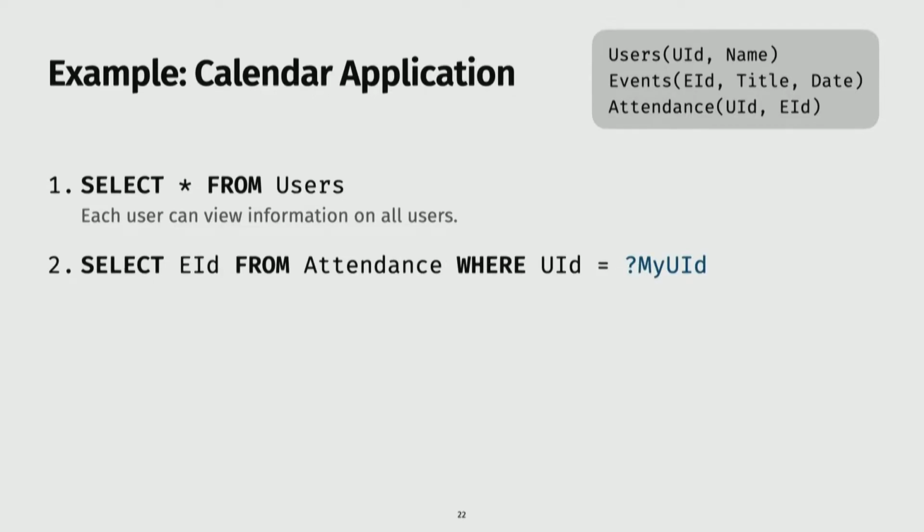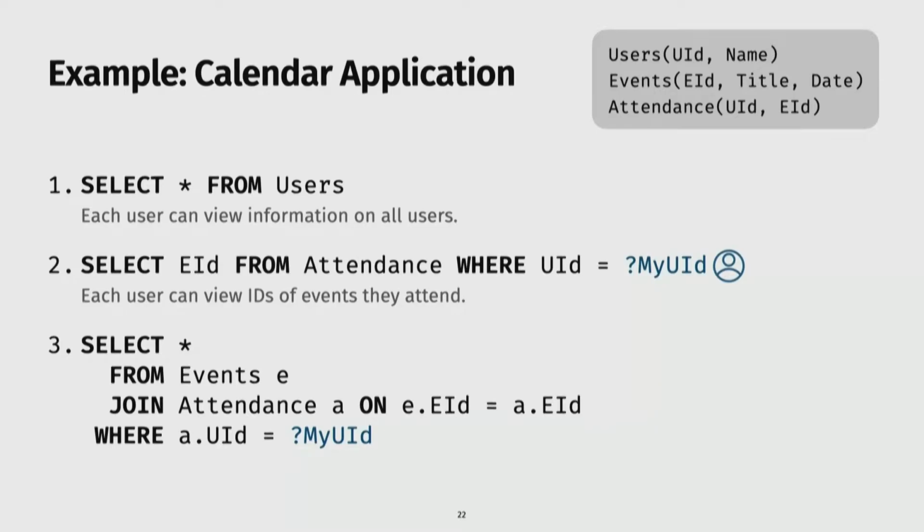The second view, select event ID from attendance where UID equals myUID, where myUID is a parameter from the request context, says that each user can view the IDs of the events they attend. And finally, we have a third view, which joins the events and attendance tables, and it says that each user can view the details of the events they attend.